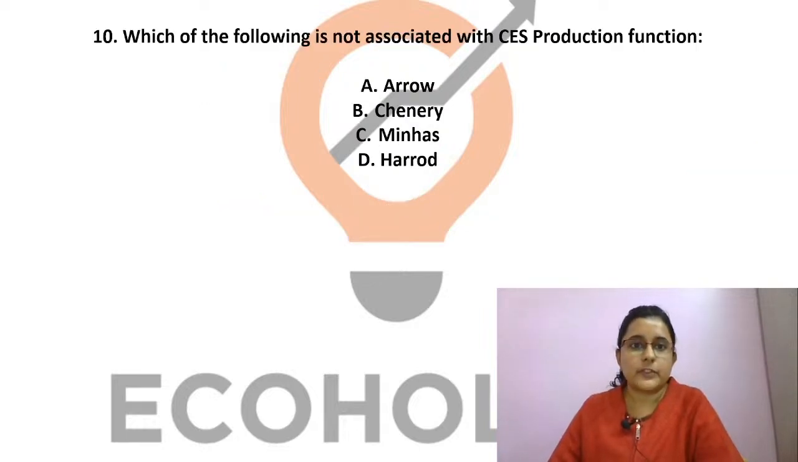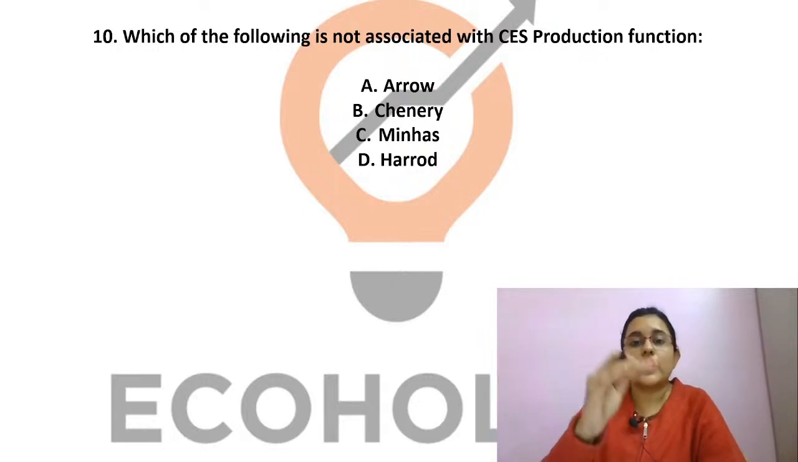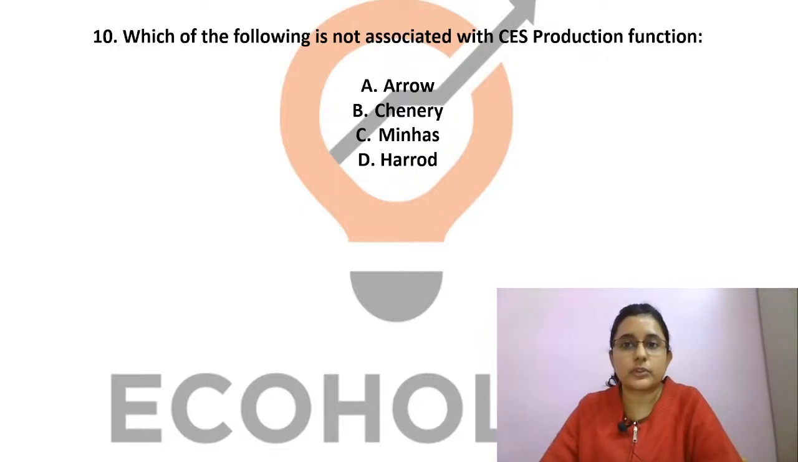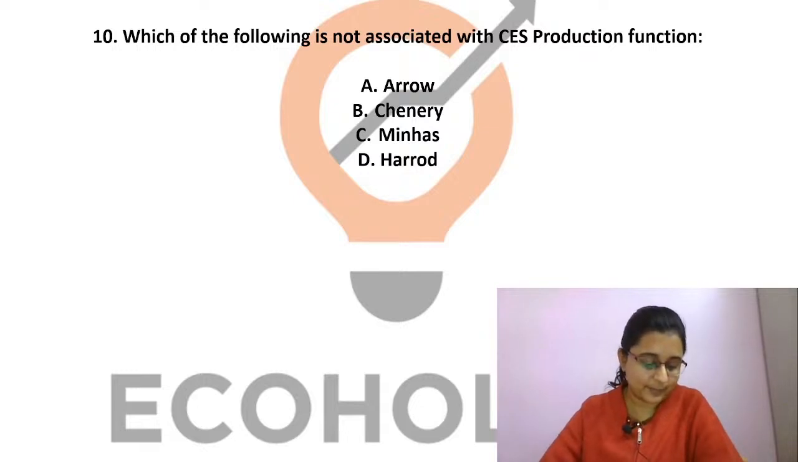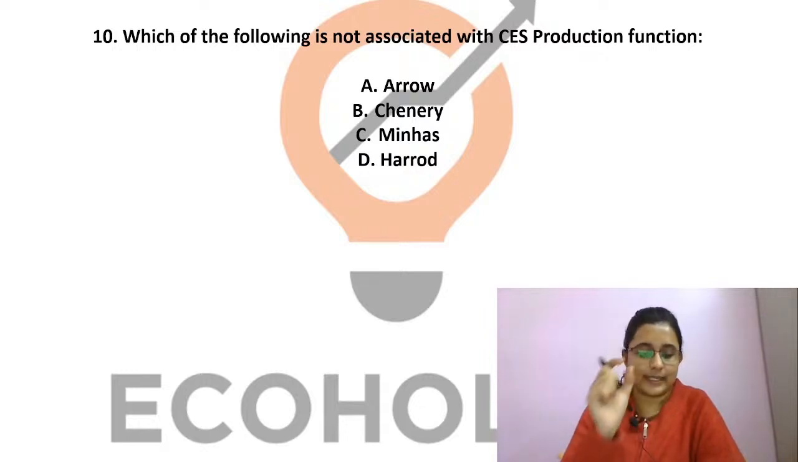Question number 10. Which of the following is not associated with CES production function? Okay, which among them? Who is not associated with the CES production function? Just a few minutes back, I told you a mnemonic for remembering the names. If you remember that mnemonic, then you will be able to quickly solve this question. Tell me, what will be the right answer? Jessica, do one thing. Write the question number and then write the correct option. It will be easier for me to understand.